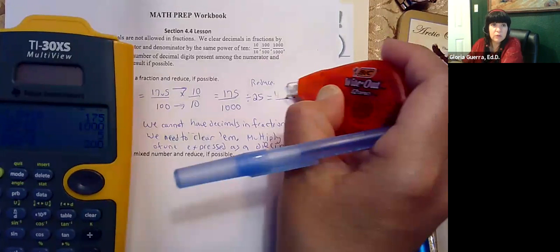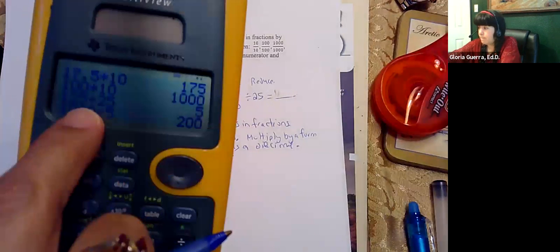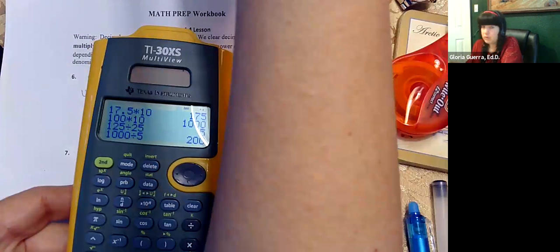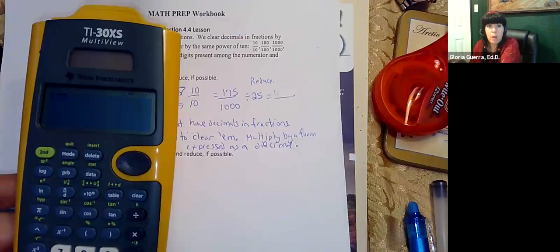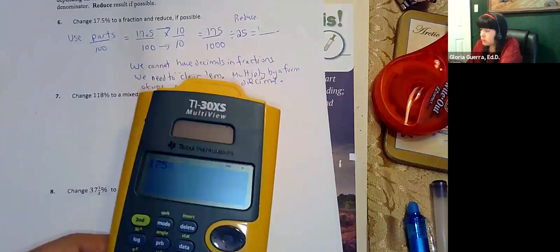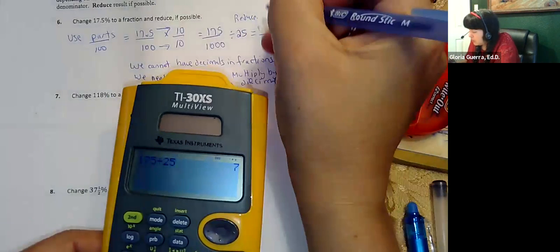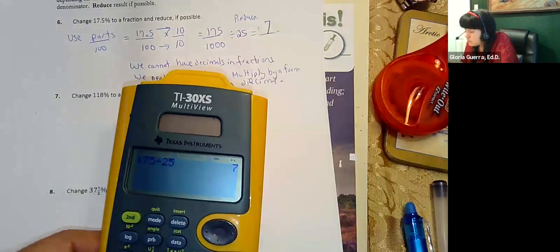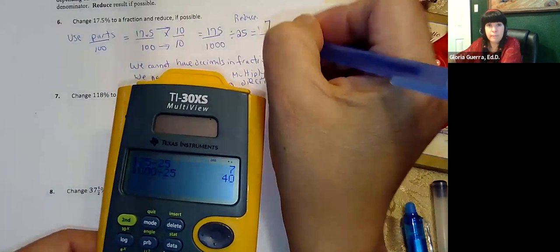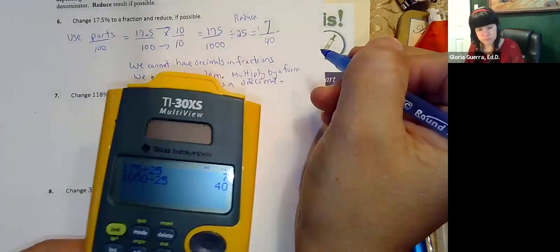Yeah, I typed 100 and I can see that 125 should have typed, put the light on here, should type 175. 175 divided by 25 is 7, excuse me, and 1,000 divided by 25 is 40. Okay, and I can box that. That can't be reduced anymore.